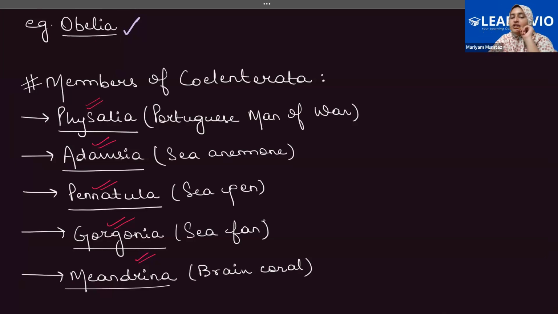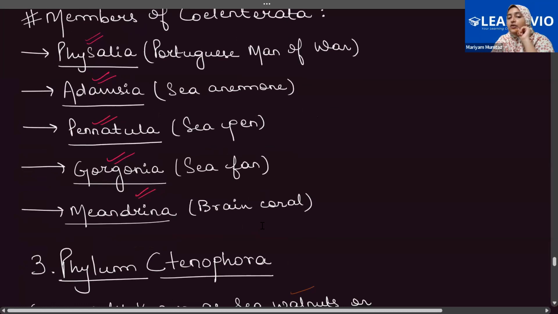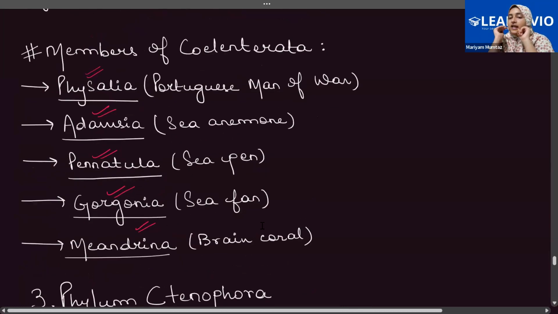Then there is Adamsia. This is sea anemone. Pennatula. This is a coelenterate that looks like a pen. It has a pen shape. Then there is Gorgonia. It looks like a fan, so sea fan. And then there is Meandrina, that is known as brain coral. So all of these names are to be remembered, the common names and the scientific names, both. Clear?